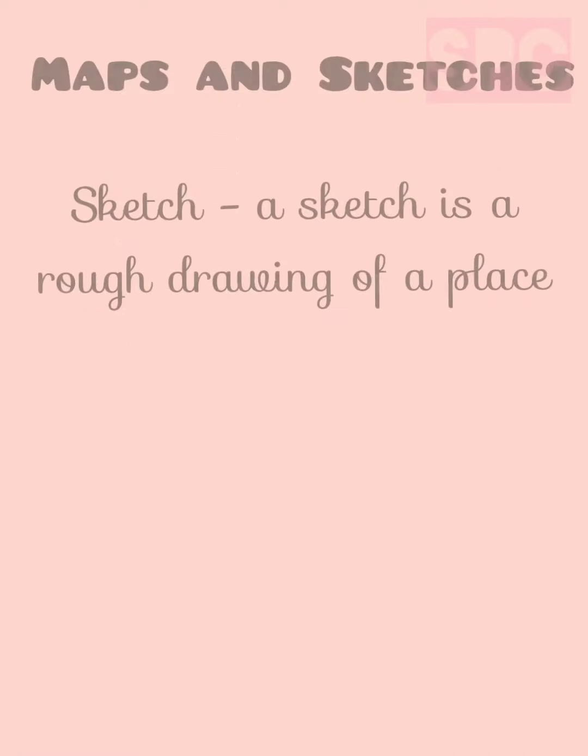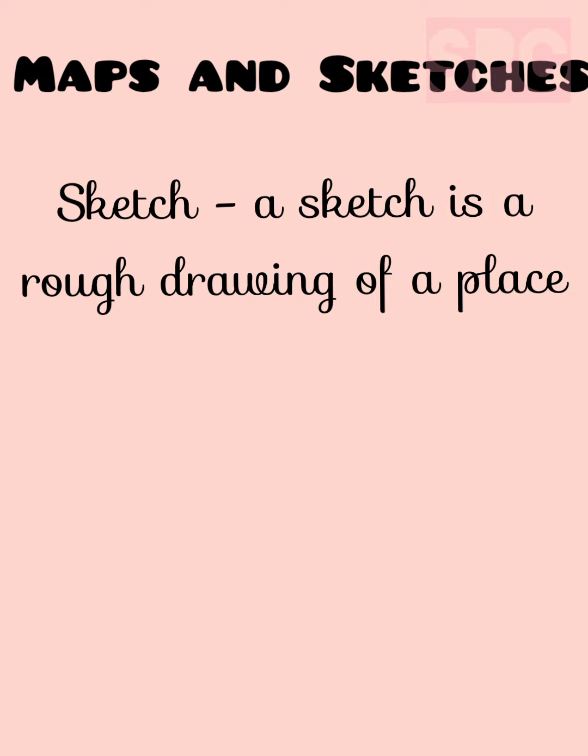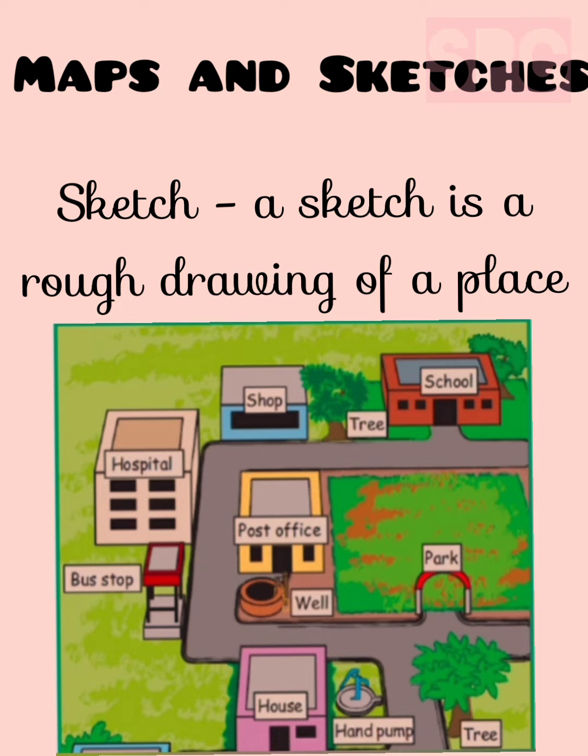Now students, let's understand what are maps and sketches. A sketch is a rough drawing or map of a place. We get to know about the location of different places in a particular area with the help of a sketch. It does not show the exact distance of the places. Like this is the image of a sketch where you can see different places like hospital, school, bus stop, park, post office. This sketch does not show the exact distance of the places from the house, but it shows in which direction you can go to find a particular place. So, a sketch gives a rough idea of the location of a place.